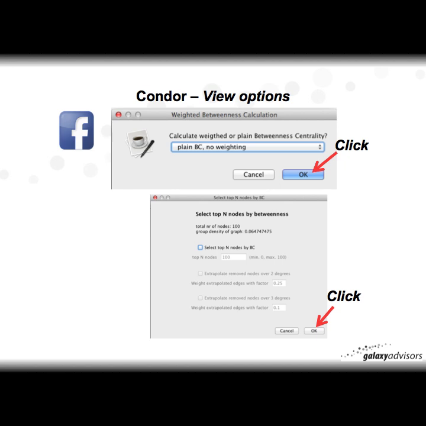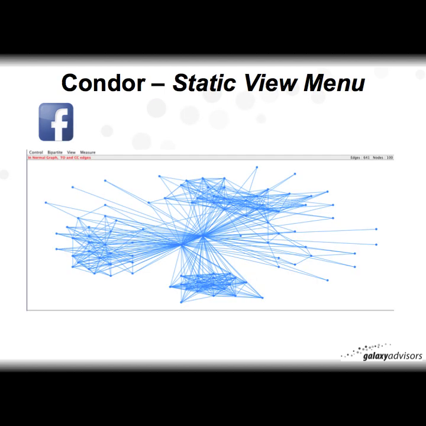In this example, I only have 100 nodes, so there's not a lot. Depends on your Facebook network. You might have into several thousands and say, well, maybe I only want to look at the top 500. So you could select top nodes and put in a number from there. When you're done with that, the node selection, click OK. And then your Facebook network will be drawn.